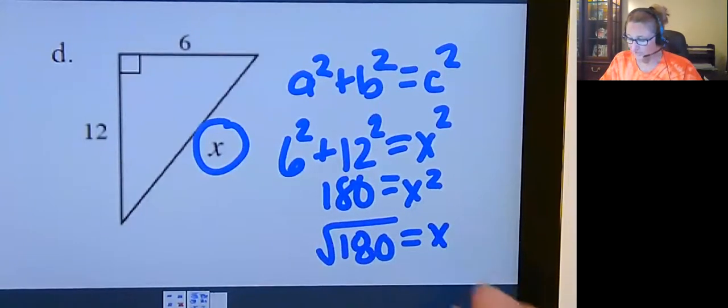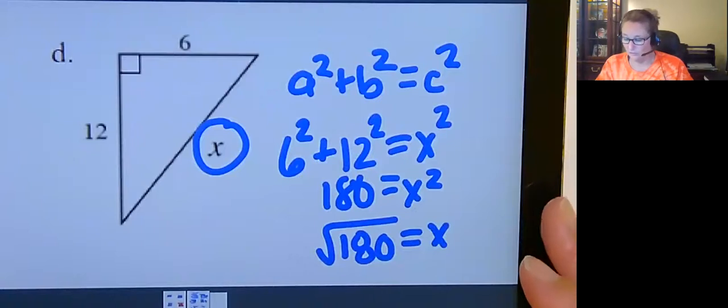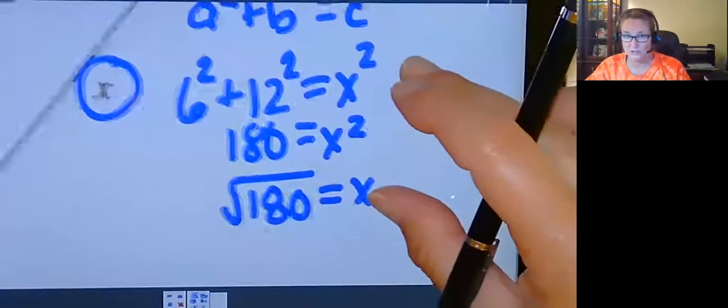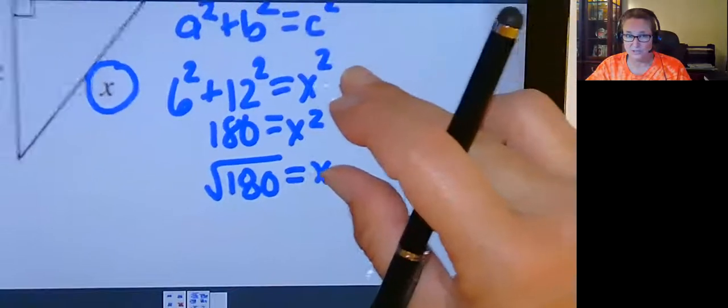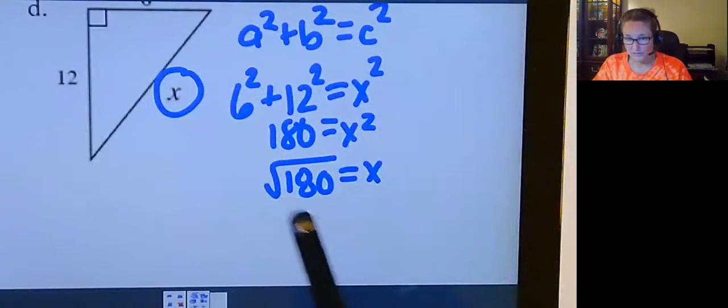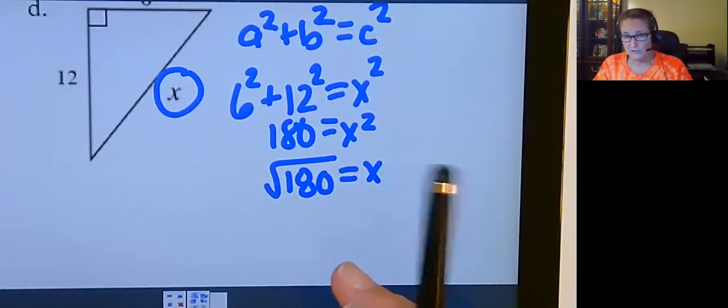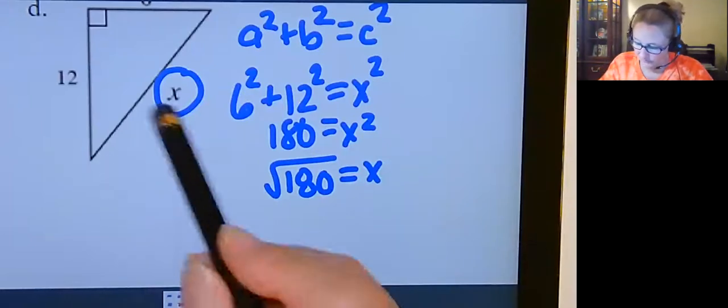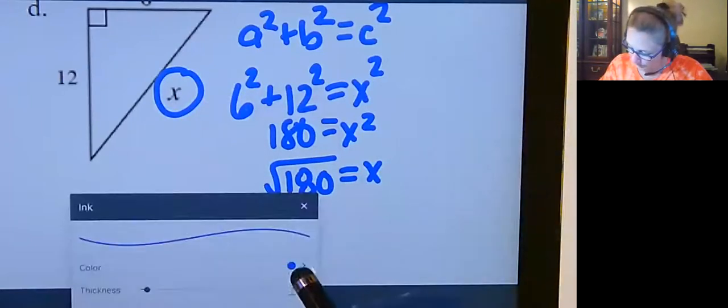But on D, they want us to do two things. They want it in radical form, and I want it in simplest radical form, and then they want it as a decimal. So we'll do the decimal here in a second, but in order to simplify this, you want to ask yourself, is there any perfect square that's in this? Okay. If you can't think of a perfect square that's in this, this is a way you can go about doing it. Okay, let me just grab a different color.